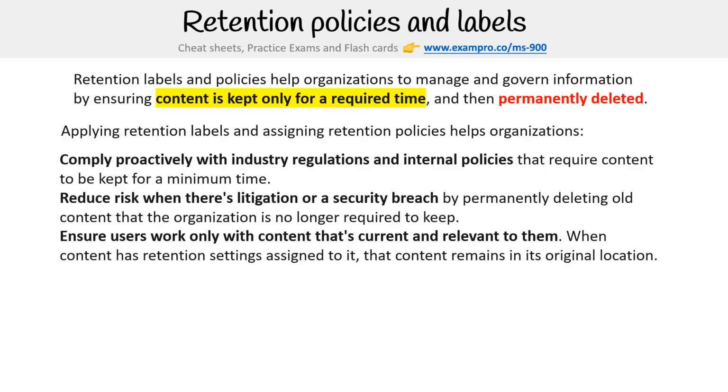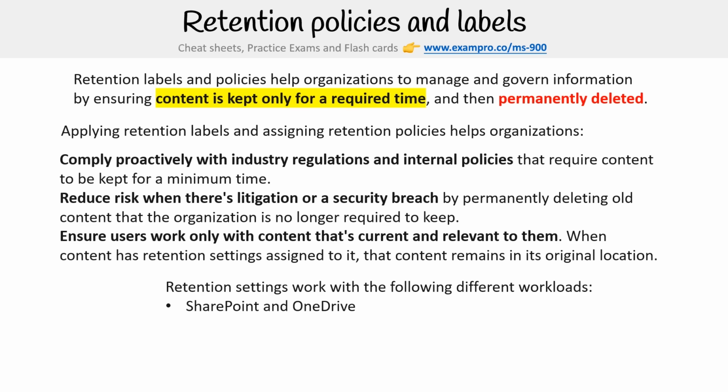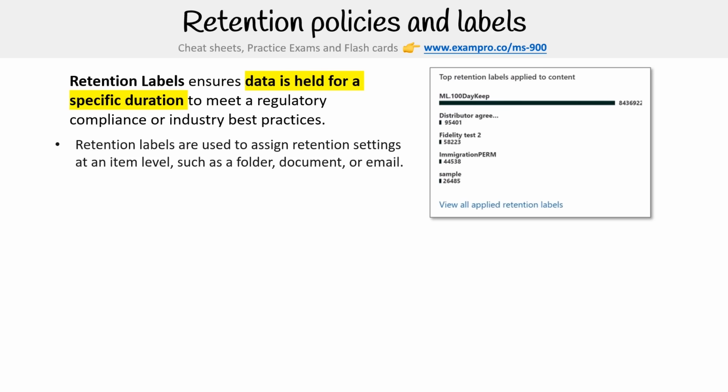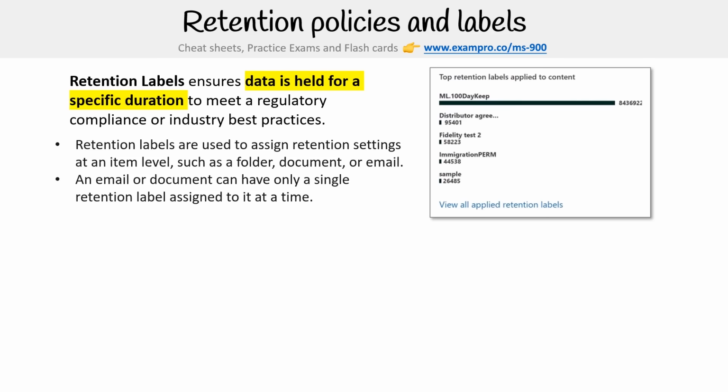When content has retention settings assigned to it, that content remains in its original location. So retention settings work with the following different workloads: SharePoint and OneDrive, Microsoft Teams, Yammer, and Exchange. So retention labels ensure data is held for a specific duration to meet regulatory compliance or industry best practices. They are used to assign retention settings at an item level, such as a folder, document, or email. An email or document can have only a single retention label assigned to it at a time. So here you see the retention labels applied to the content.